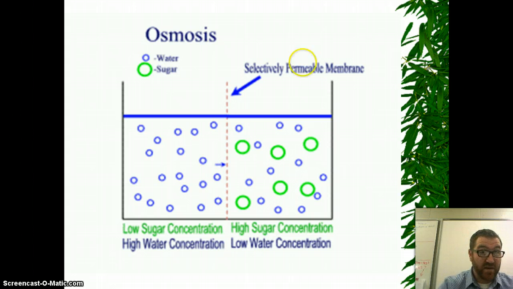All right, hopefully by analyzing the picture you noticed that if the water concentration is higher on the left, we're going to have some movement of water across this membrane. Now, you also may have realized that diffusion could take place here as well by some of these sugar molecules moving from the right side to the left. So again, great opportunity to analyze not only osmosis here, but also diffusion.